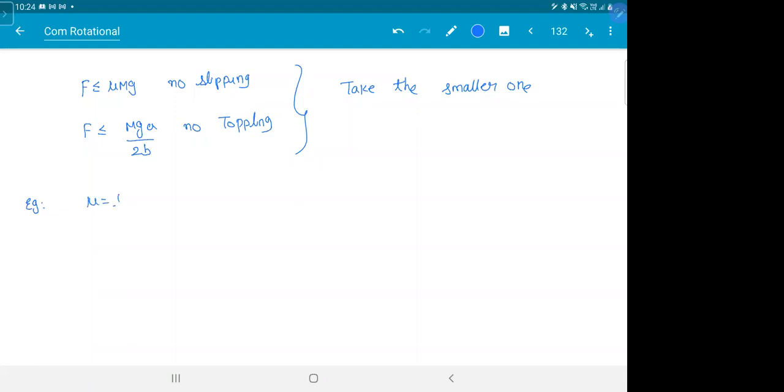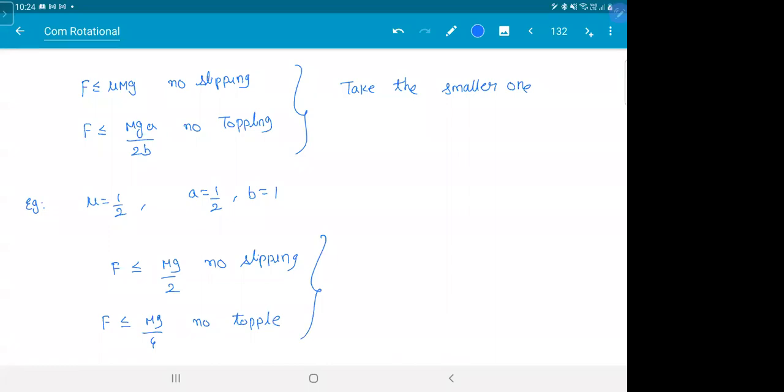Let's say mu is half, a is half, and b is 1. Then we get F is less than or equal to mg by 2. This is for no slipping. Meaning if the force is less than mg by 2, you won't slip. And if F is less than mg by 4, you won't topple. You don't want both to happen. So what will you take? You take the smaller one. For example, if you are, let's say, 0.4 mg, you will slip, but you won't topple. So the answer should be less than mg by 4. This is the condition for no toppling and no slipping, because if you're greater than mg by 4, you will topple.